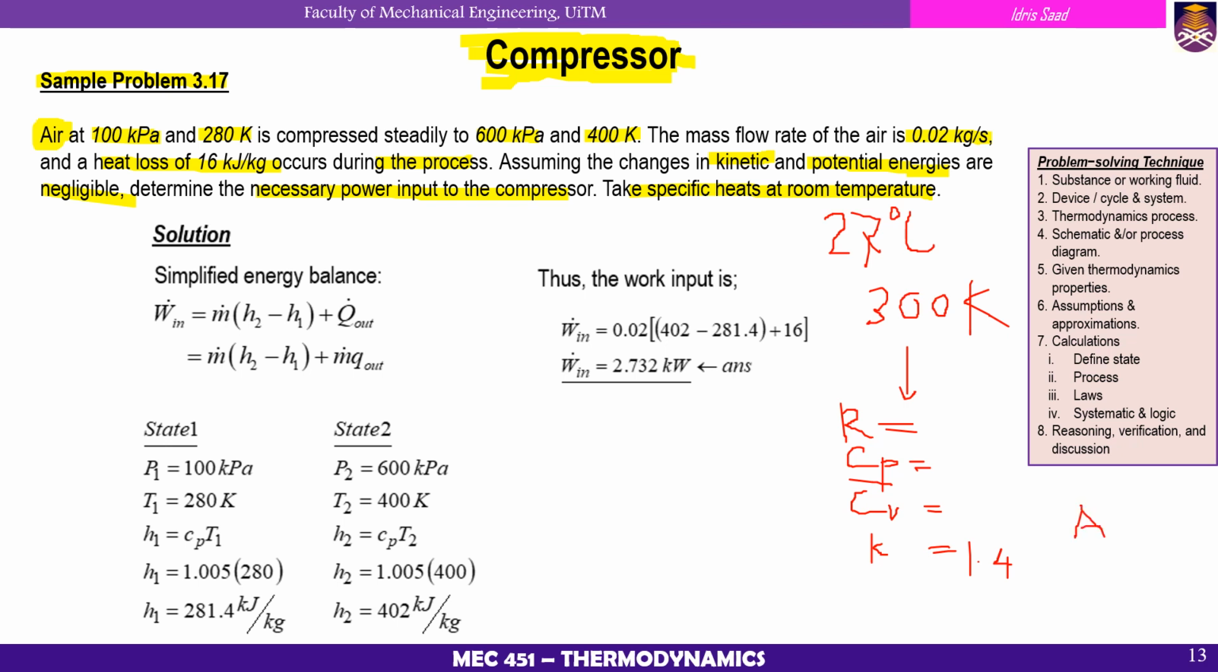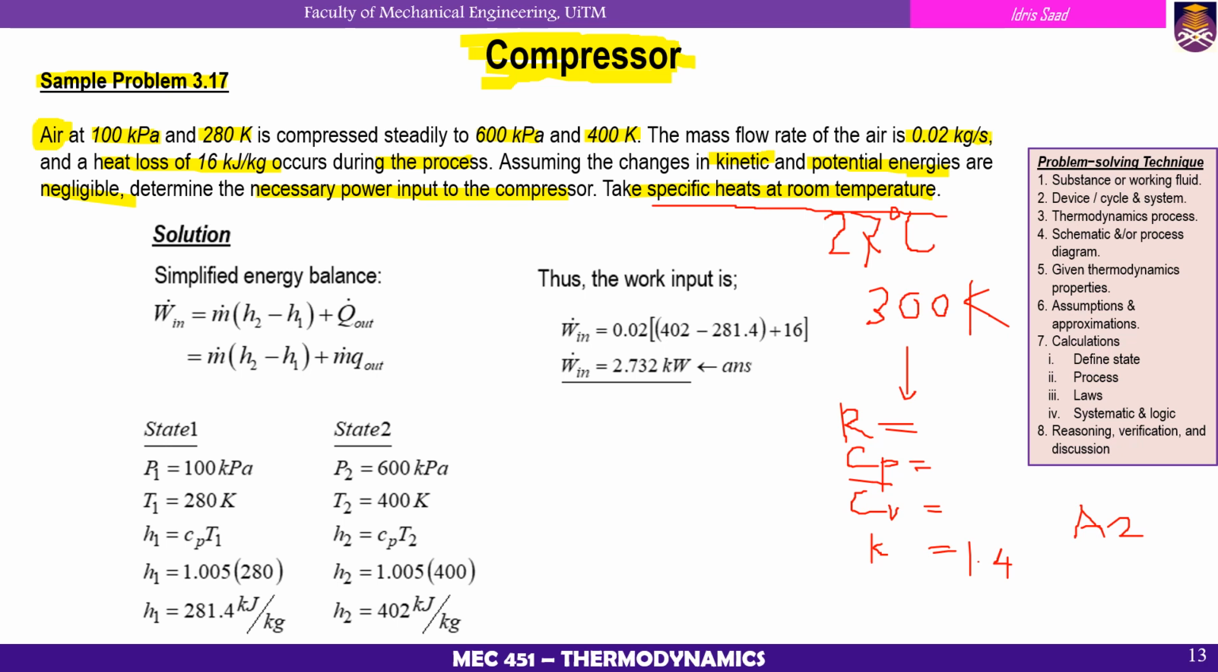Table A2 gives the ideal gas equation of state and the properties of pure substance. This is the data that we need when it says to take the specific heat at room temperature. Okay, now we go for the solution. Interestingly, this is another way to solve the problem.